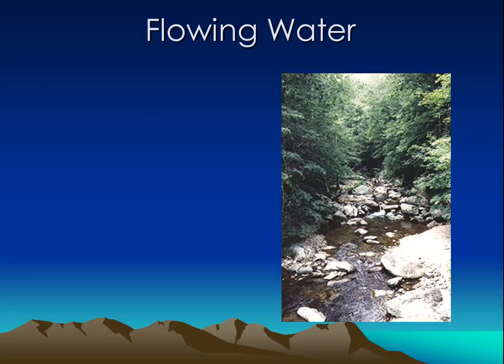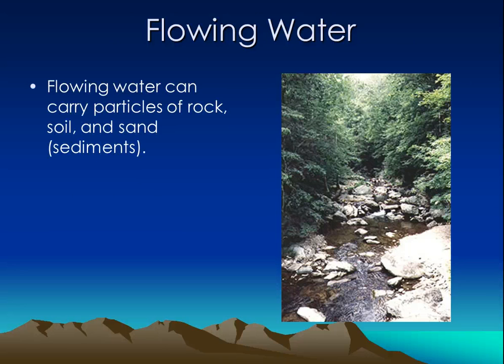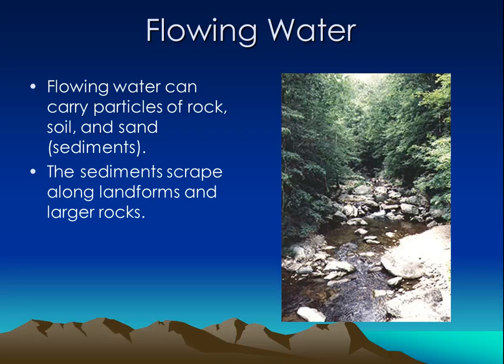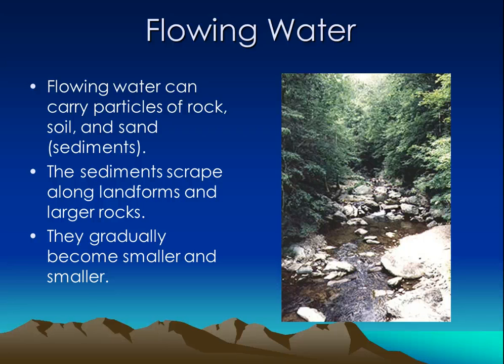Let's first look at flowing water. Flowing water can carry with it particles of rock, soil, and sand. When that happens, they scrape along landforms and larger rock, causing those rocks and landforms to gradually become smaller and smaller and smaller over time.